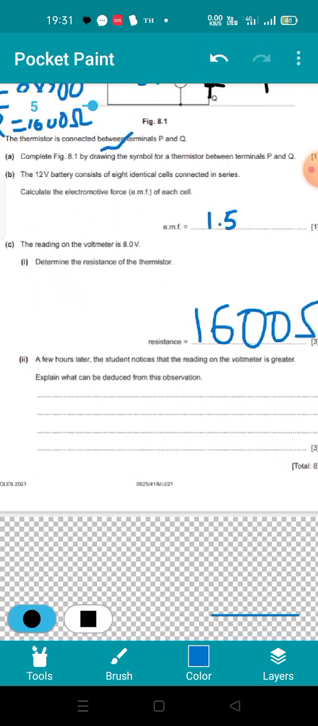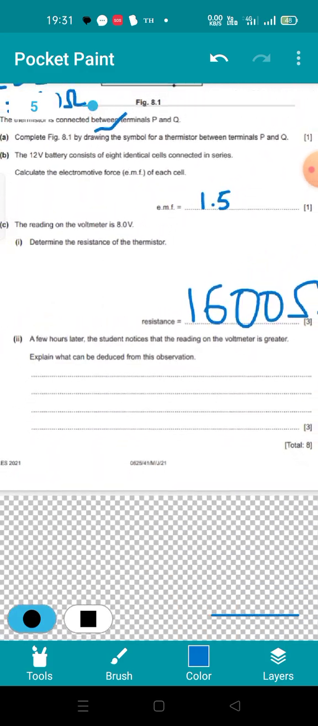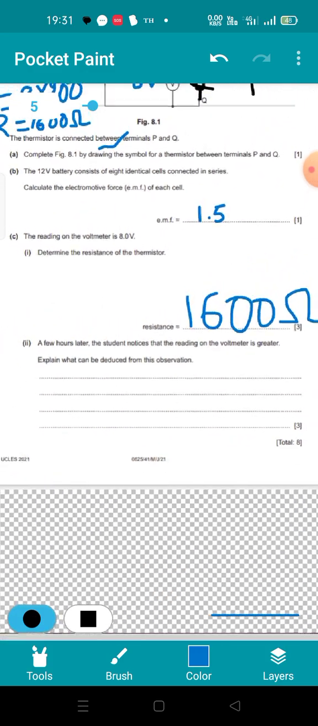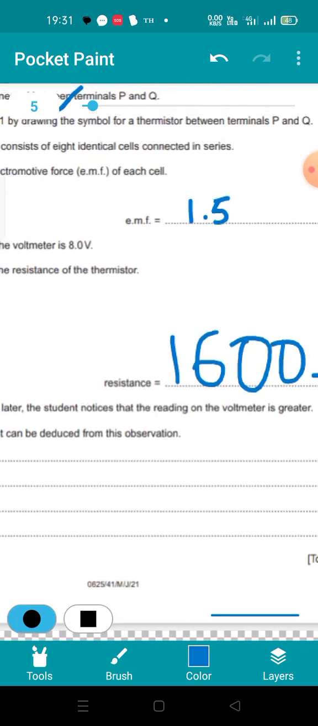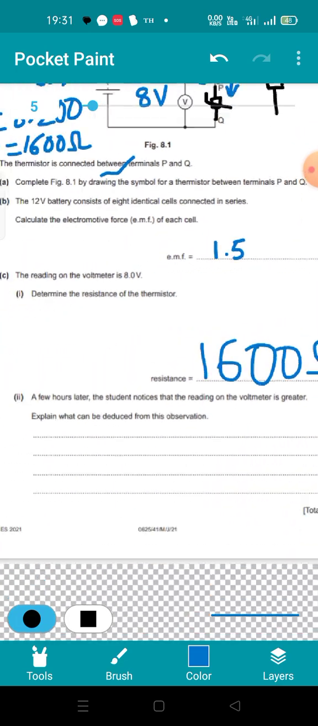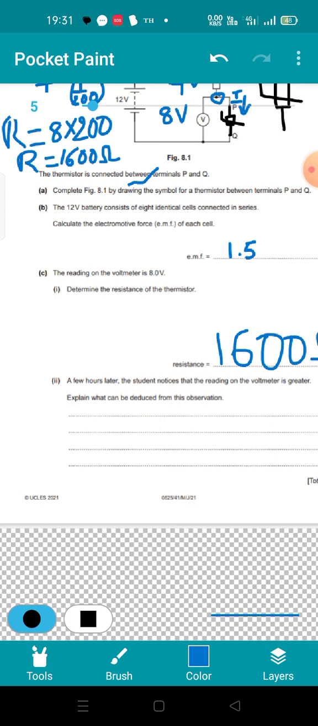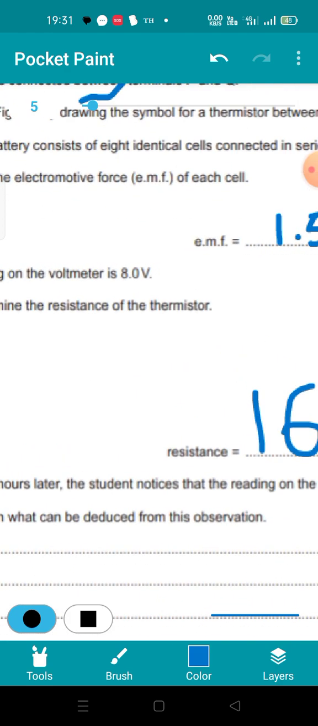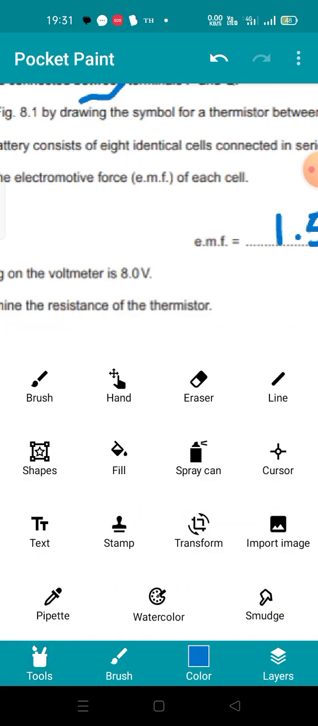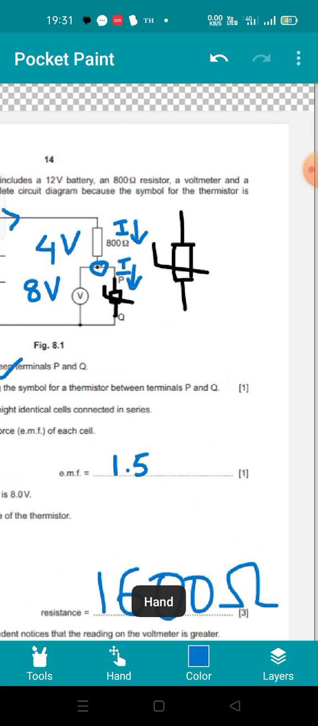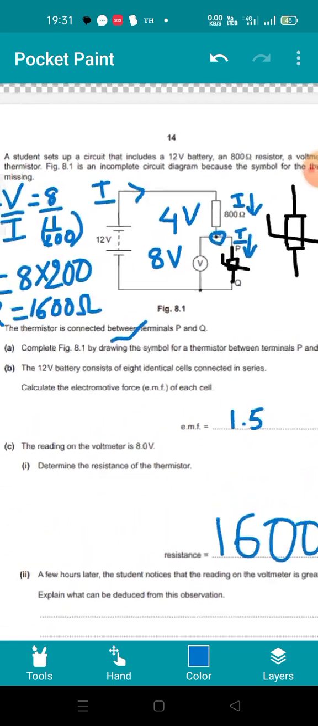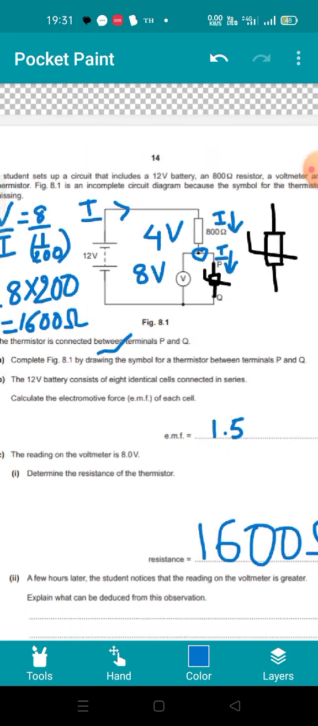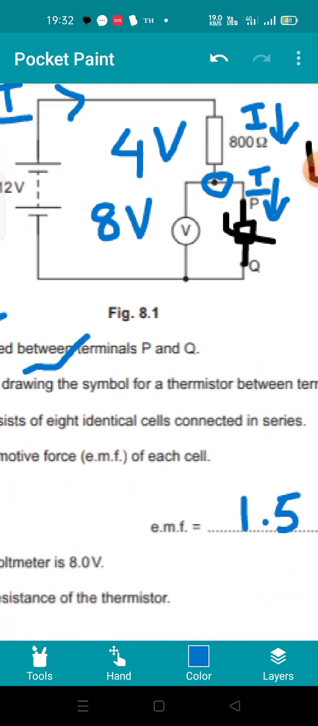So a few hours later, the student notices that the reading on the voltmeter is greater. Explain what can be deduced from this observation. So let's understand the question first. A few hours later, the reading on the voltmeter is greater.